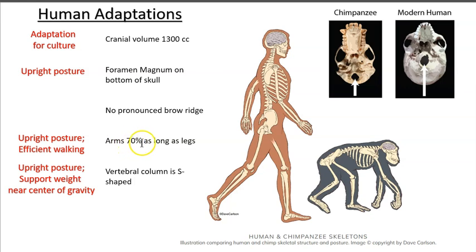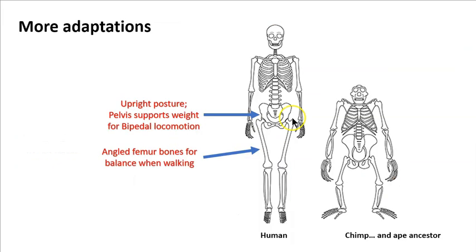Our arms are 70% as long as our legs, and this would be an adaptation for walking, upright posture and walking. So long legs is an adaptation for more efficient locomotion in the bipedal posture, and our arms are shorter now than our legs. And then our vertebral column is S-shaped, and that supports the weight of the upper body onto the pelvis there. Now here again we see the pelvis here supporting the weight of the upper body, but also take a look at the thigh bones, the femurs.